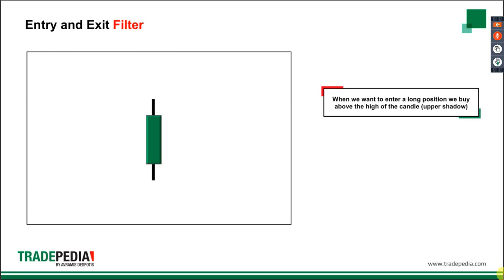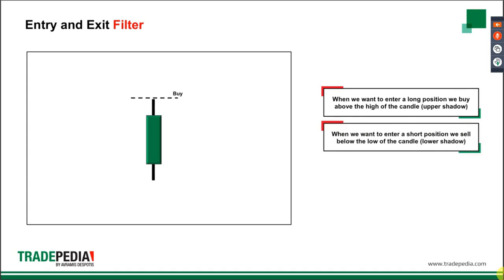Okay, so you want to enter a long position. Basically you want to buy above the high of the candle or the upper shadow. This is especially useful when you have a bullish outlook on a certain currency or stock, but right now prices are testing resistance. So we want to wait for a break above these levels and also a break above the previous high before entering a long position. That's how we use this.